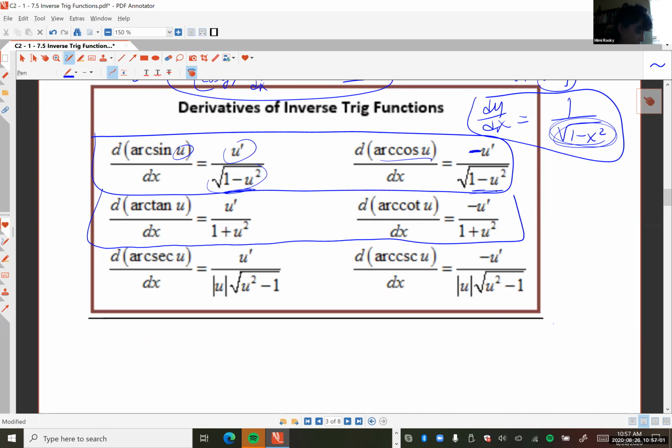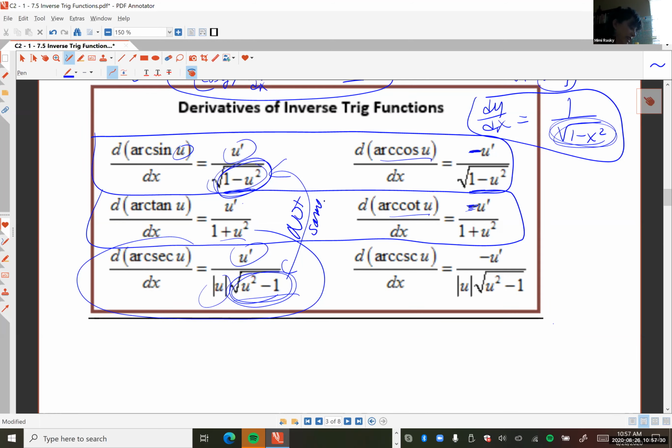Similarly, if you focus your eyeballs on the second row, another thing becomes apparent. The derivative of arc tan does not have a radical in it. It's going to be u prime all over 1 plus u squared. And then the arc cotangent is exactly the same, except it has the minus sign. When you're taking the derivative of arc secant, it's hellacious. You're going to have u prime divided by absolute value of u times square root of u squared minus 1. Notice that these radicals are not the same.